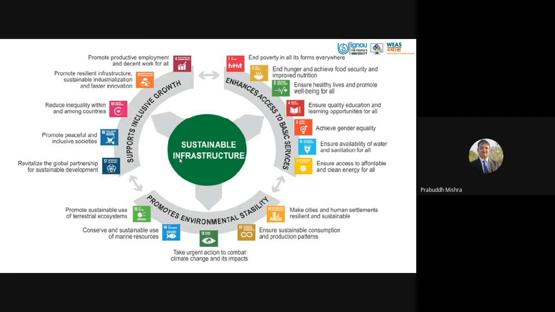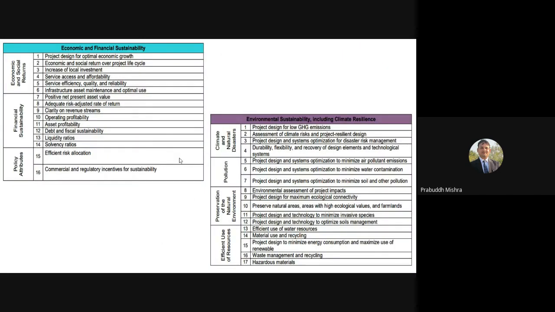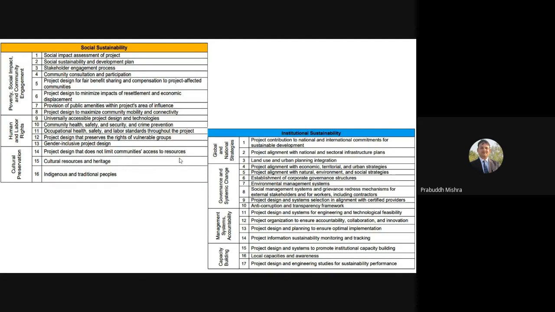And the last is revitalize the global partnership for sustainable development. Global partnership and institutional partnership are very important for sustainable infrastructure. I have some more slides, but the majority of things I have covered: economic and financial sustainability, and environmental sustainability including climate resilience, is also very important. I can provide this PPT, and you can read it, because we are running short of time and I have to take your queries also. So this is social sustainability and institutional sustainability. You can go through how social sustainability and institutional sustainability work.